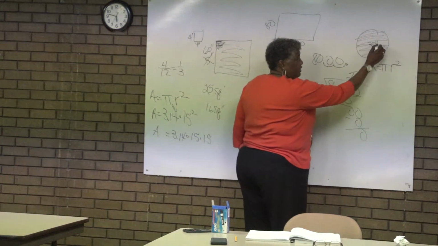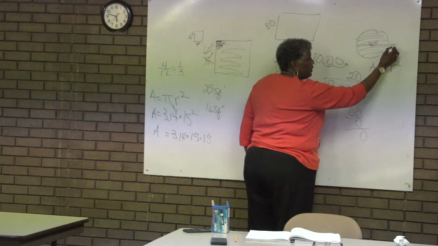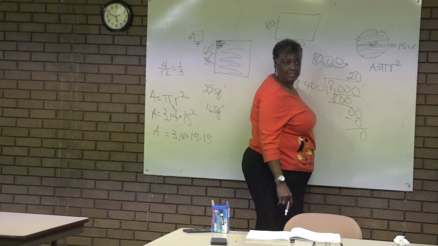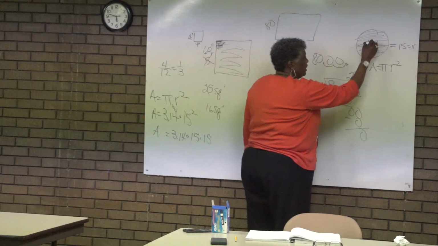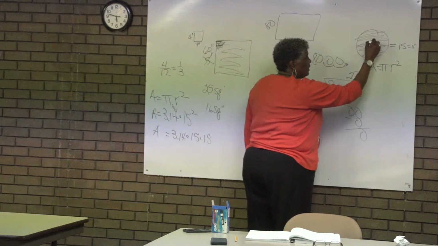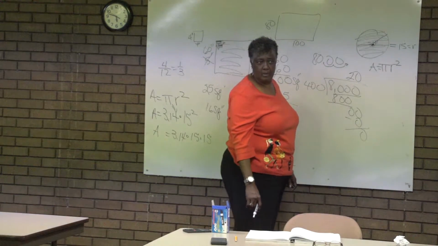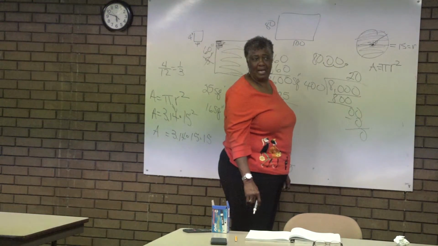If they told us that 30 was the diameter, then we know that 15 is equal to the radius, because we know the radius is half of a diameter. The radius is just from the middle to a side. You see what I mean? Just half of it. Radius is half of a diameter.